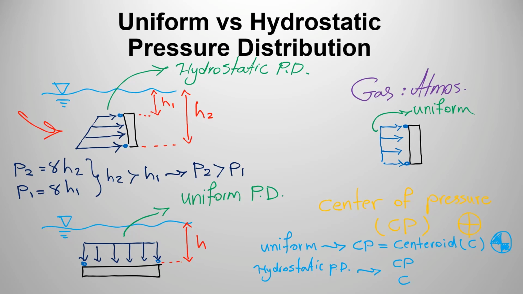To recap, in this session, in these slides, we are going to find two things. First, we are going to find the magnitude of the resultant force due to the pressure distribution. We call it FR or FP. Also, we are going to find the location where this FR or FP is exerted.